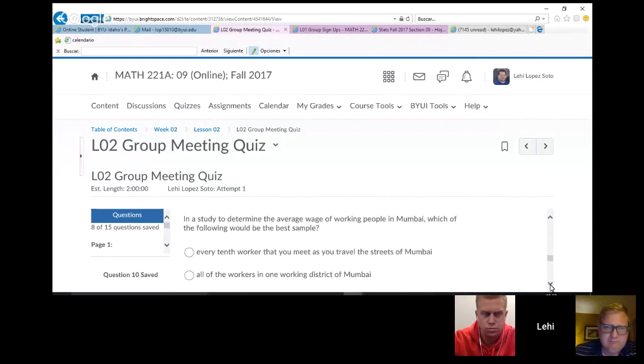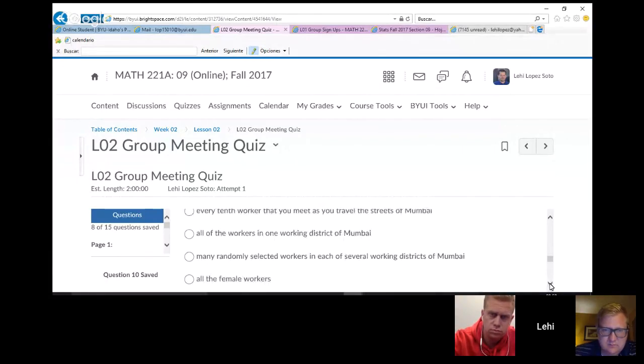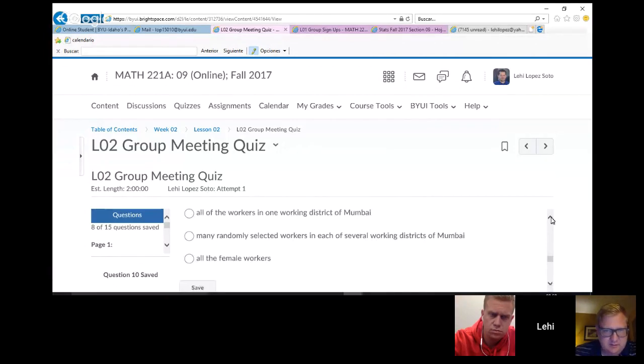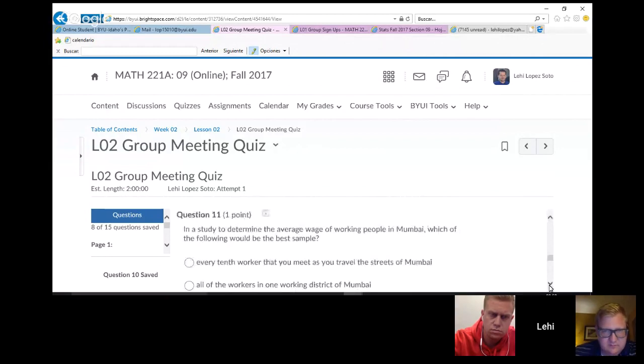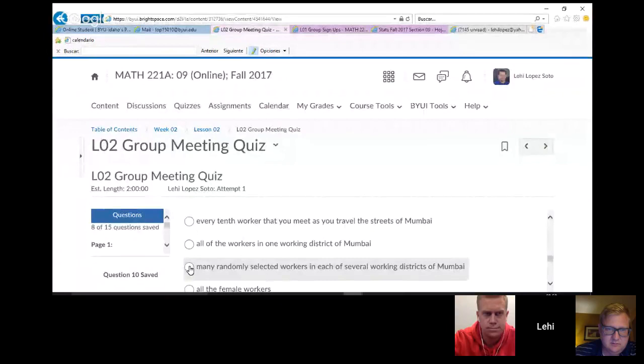Question 11. In a study to determine the average wage of working people in Mumbai, which of the following would be the best sample? Let's see. Every 10th worker that you meet as you travel the streets of Mumbai, all of the workers in one working district of Mumbai, many randomly selected workers in each of several working districts of Mumbai, female workers. I put many randomly selected workers in each of the several groups. The third one, right? Many randomly selected workers in each of several working districts. Yes. That's what I put.